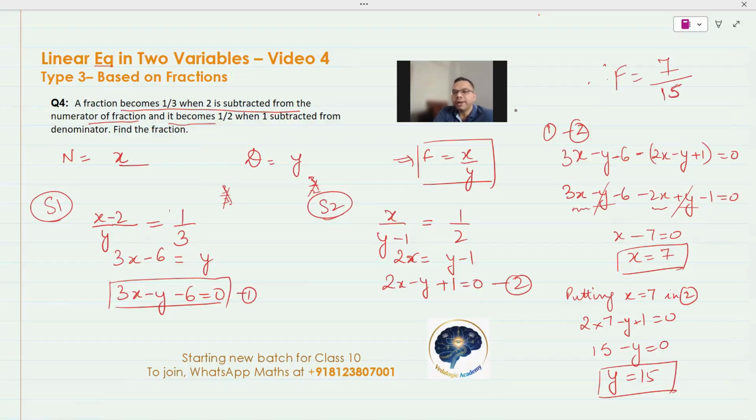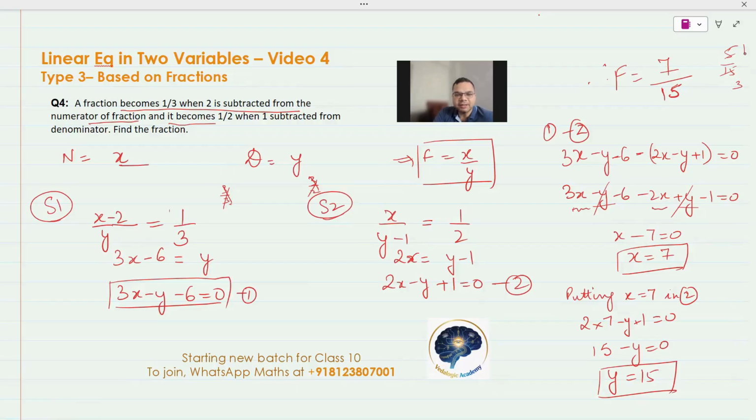So you have found the answer, but you can also check whether it's correct or not. How? Based upon the scenarios that are given to you. You subtract 2 from the numerator and the fraction becomes 1 by 3. So I subtract 2 from 7, that is 5. 5 upon 15 is 1 upon 3, right? 5 fives are 5, 5 threes are 15. So it becomes 1 upon 3. So scenario 1 is satisfied.